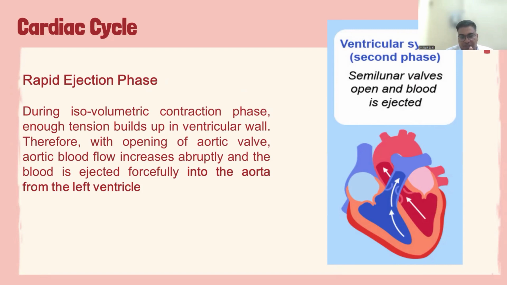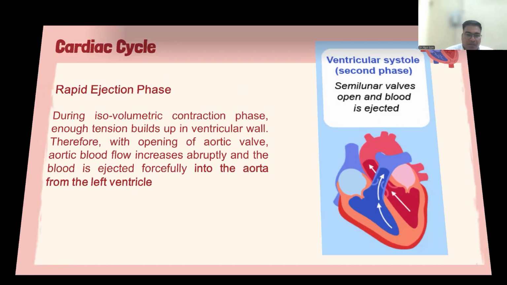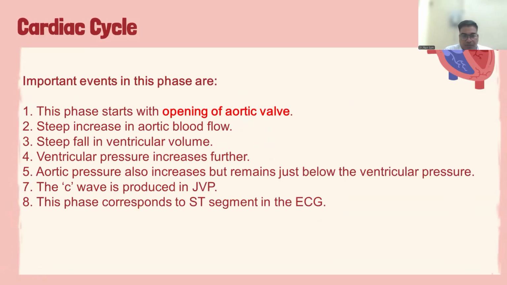But in rapid ejection phase, when pressure is increasing continuously, at some point of time it will be responsible for the opening of aortic valve, and finally blood will eject into the aorta from the left ventricle. The various important events in this phase are the opening of aortic valve. There is a steep increase in aortic blood flow, steep fall in ventricular volume, and ventricular pressure increases further, which is responsible for the opening of the aortic valves.